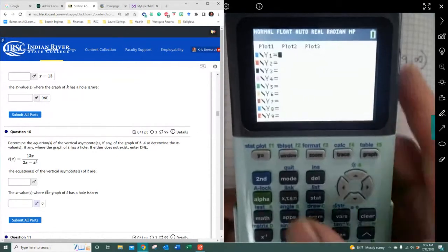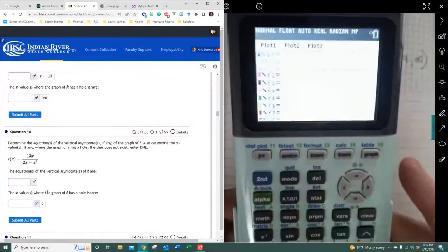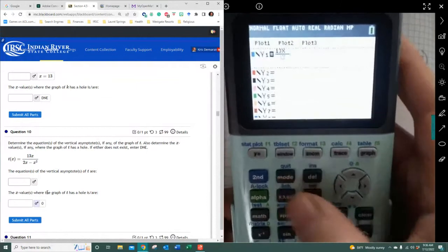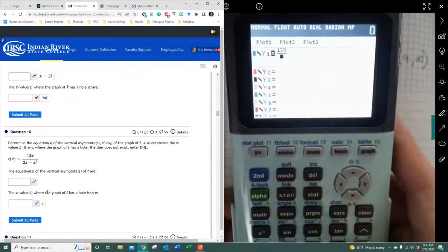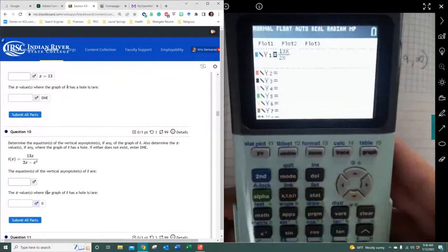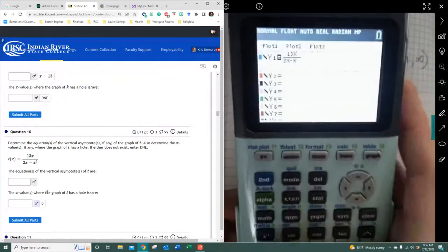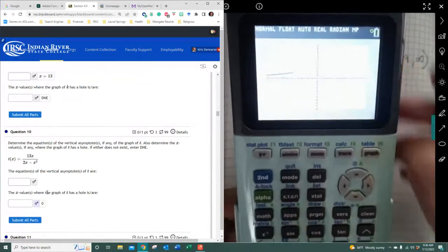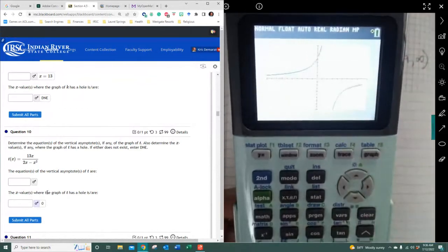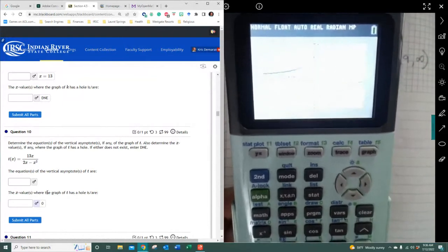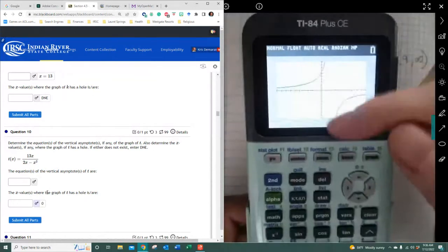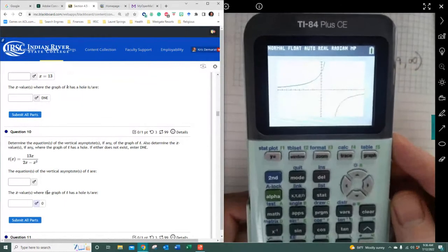All right, now so y equals a fraction, 13x over 2x minus x squared. And then we go ahead and graph it. All right, so we knew that at the value of 2 there was going to be a vertical asymptote, and that's showing here. It's clearly showing.